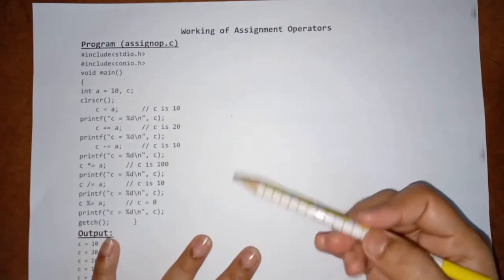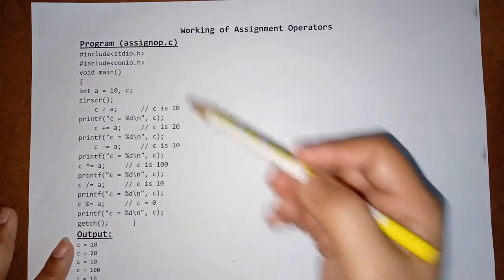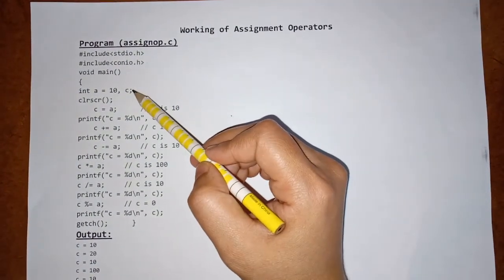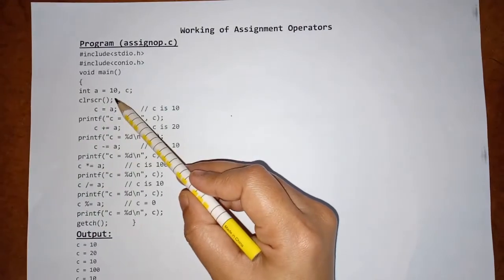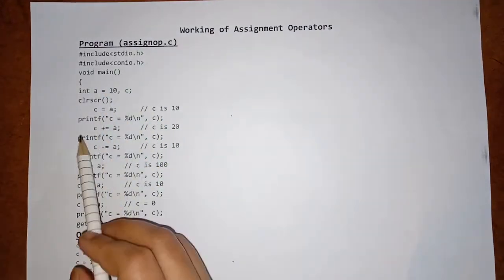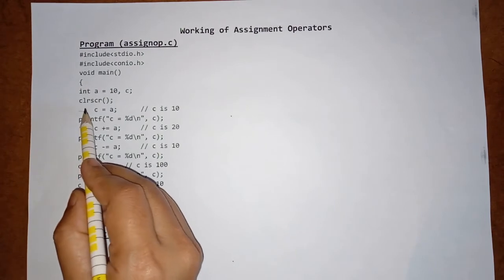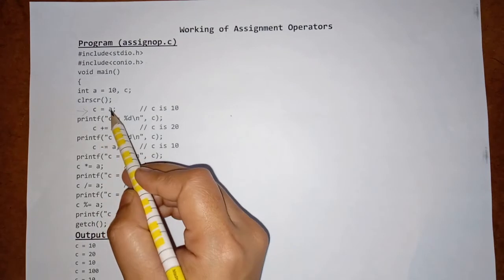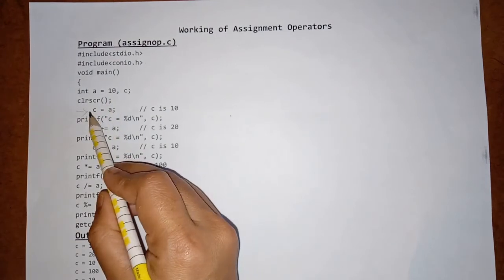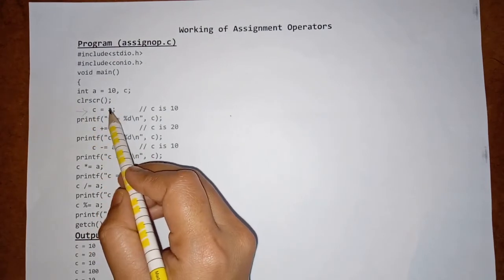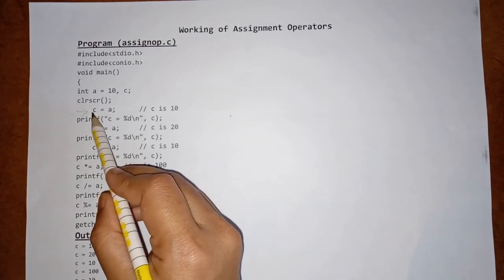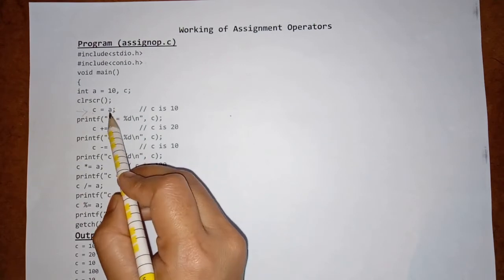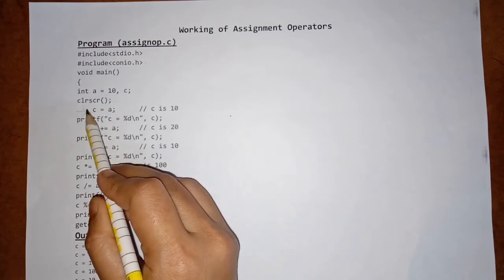So this is the simple C code for assignment operator, and if you see here, starting with the header file, then main function, then declaration statement, after that we have clear screen function. And now coming to this, here we are starting with the assignment operator, that is equal to. So we are going to assign the value of A to C. Okay, so here this is the source and this is the destination. Left hand side is the destination, whereas right hand side operator is the source.